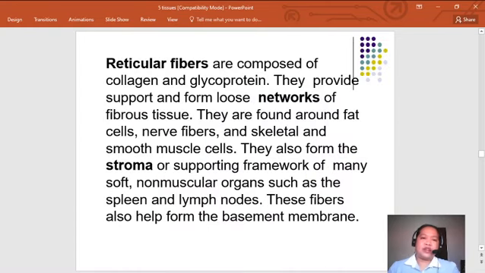Reticular fibers are composed of collagen and glycoprotein. They provide support and form loose networks of fibrous tissue. So they are found around fat cells, nerve fibers, and skeletal and smooth muscle cells. They also form stroma or supporting framework of any soft or non-muscular organs such as spleen, lymph nodes, and these fibers also help form the basement membrane.